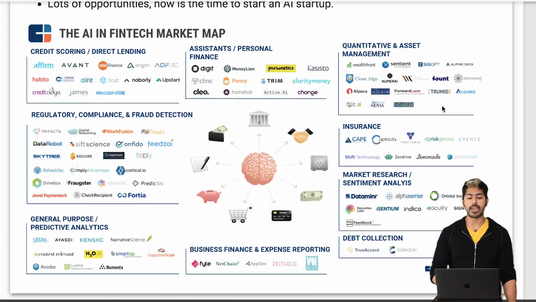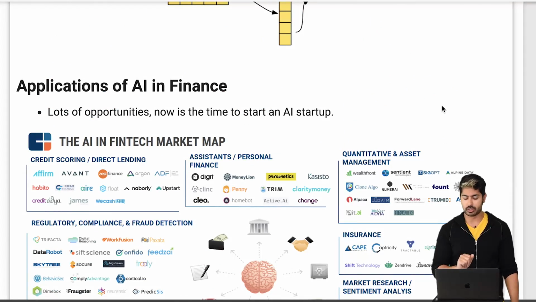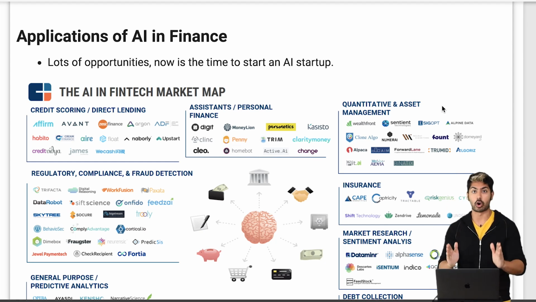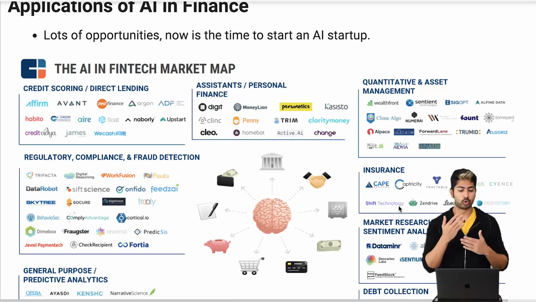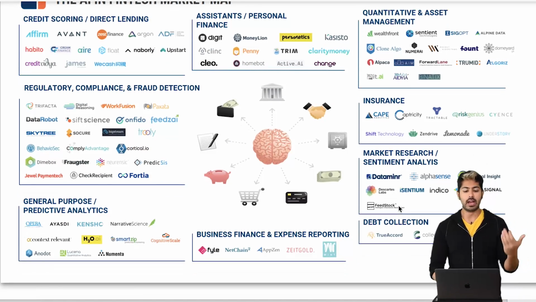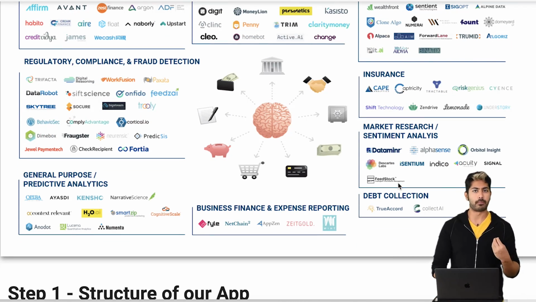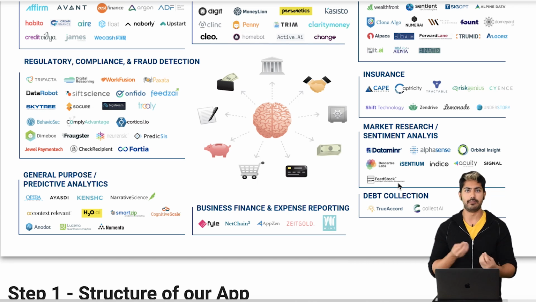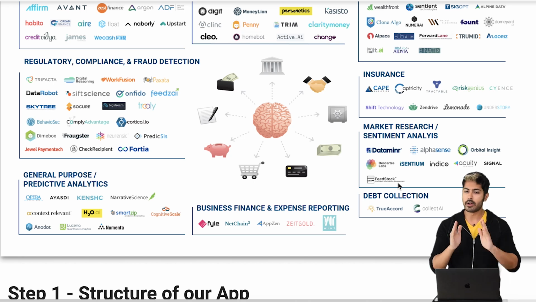Now, applications of AI in finance. Last step before we get into the code. There are lots of opportunities here, right? Now is the time to start an AI startup. And that could be in credit scoring. It could be in asset management. This is just one example of startups and companies that are using AI to solve some really hard problems. Basically, anytime you can think of something that a human is doing in finance, there's a very, very high chance that an AI can do it just as well.